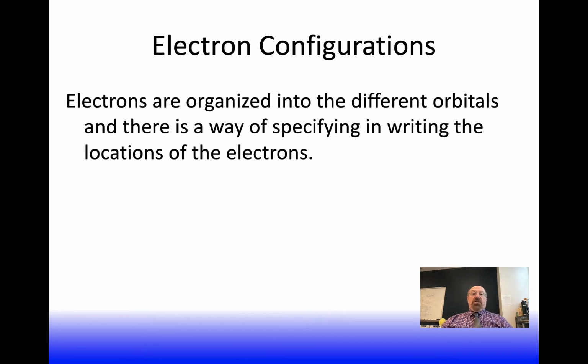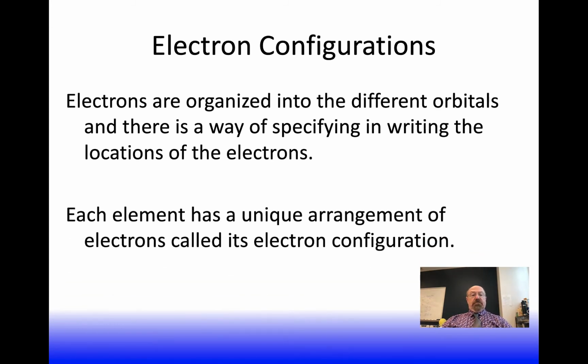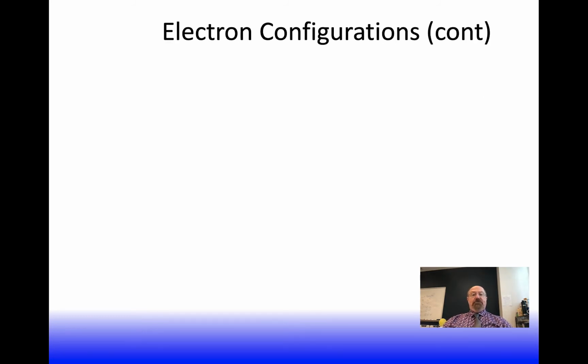Now, electron configurations are a way for a chemist to tell other chemists exactly where the electrons are located inside an atom. It's a way of writing their locations based on Schrodinger's work and atomic orbitals. Each element has a unique arrangement of electrons called its electron configuration. And so now we're going to talk about how we can assign them.